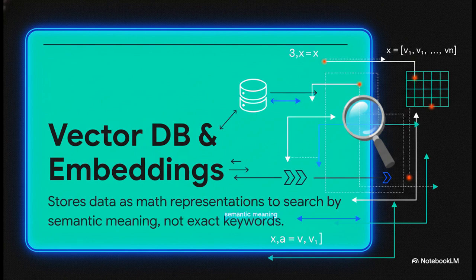Instead of storing data in old-school rows and columns, a vector database stores data as mathematical representations called embeddings. This means you can search by semantic meaning instead of exact keywords. So if a user asks for a refund, the system instantly pulls up your money-back or return policy, simply because the math proves those concepts mean the same thing.